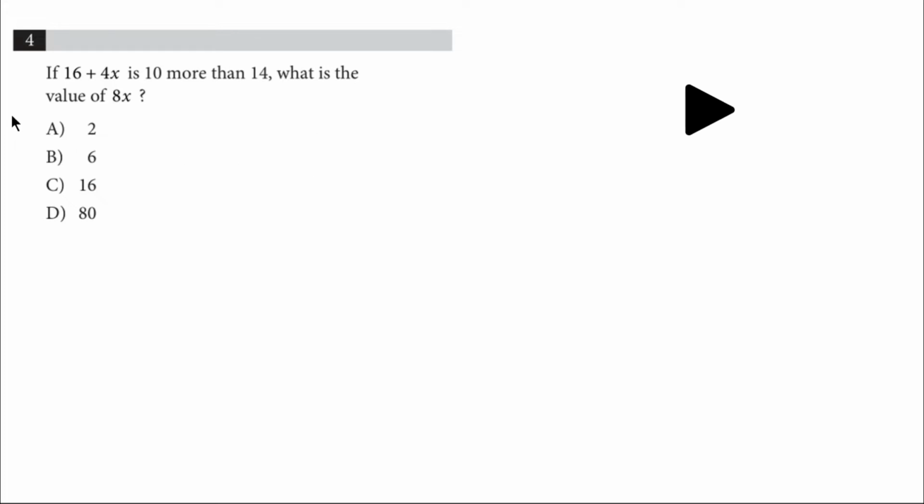Again, we have a short word problem right here. If 16 plus 4x is 10 more than 14, what is the value of 8x? Let's first turn this written information into mathematics. 16 plus 4x is 10 more than 14, so we need to add 10 to 14 to get 16 plus 4x. Well, now we can solve for 4x.